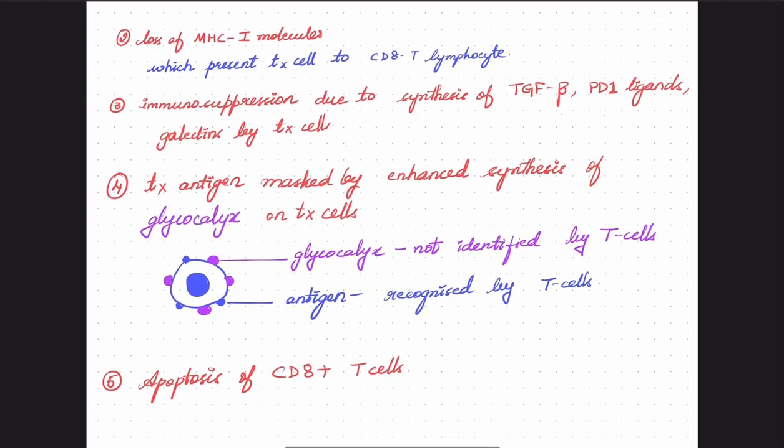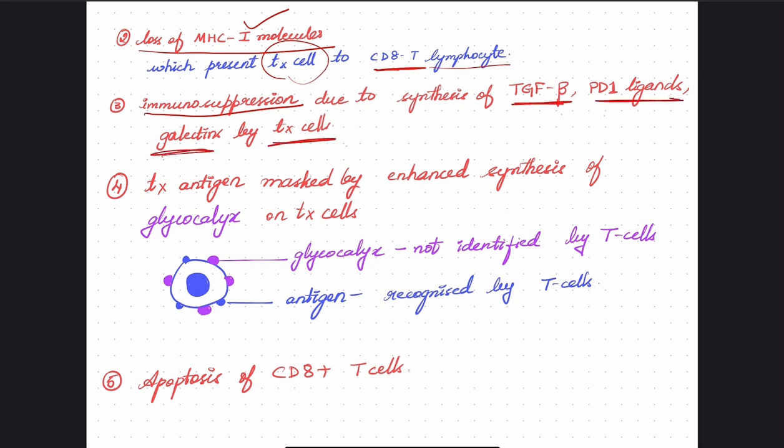And there is loss of MHC1 molecule. See, MHC1 molecule presents these tumor cells to CD8 T lymphocytes. These molecules are lost. This is one mechanism, or the other mechanism can be immunosuppression due to TGF beta, PD-1 ligands, and galectins, which are secreted by tumor cells. Tumor cells produce these three substances, which cause immunosuppression.